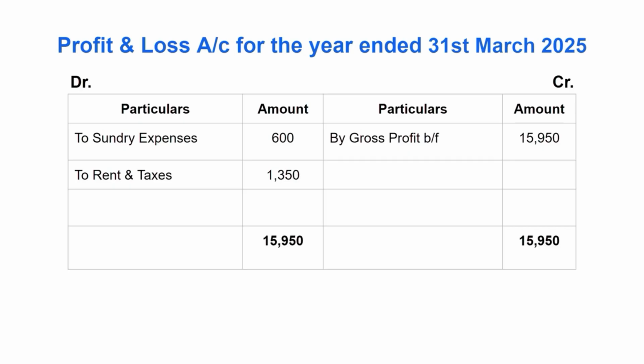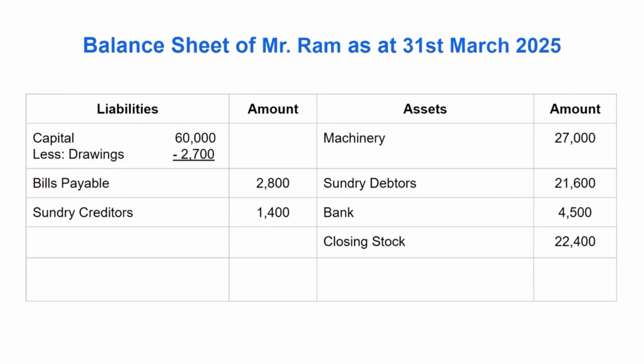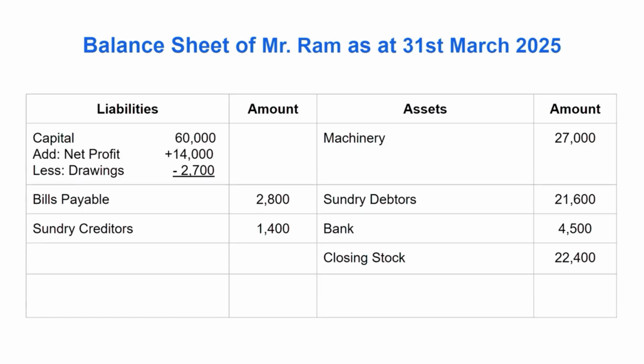15,950 and the balance is 14,000 on the debit side, to net profit carried forward, and the net profit we will record it in balance sheet, 14,000. Let's see the balance sheet. This is the balance sheet. Let's record the net profit. Liability side, add net profit 14,000. 60,000 plus 14,000 minus 2,700, 71,300.